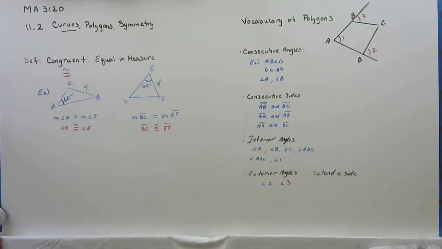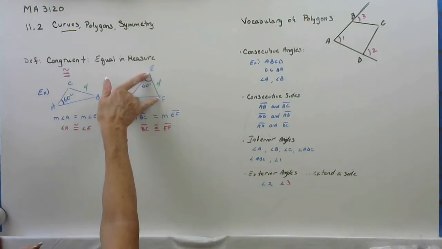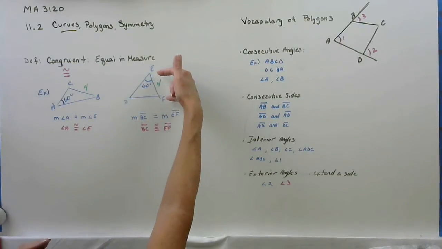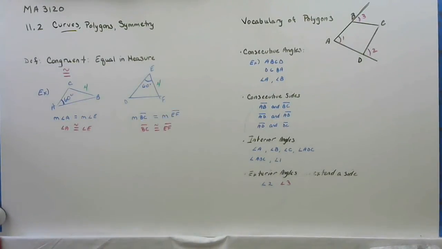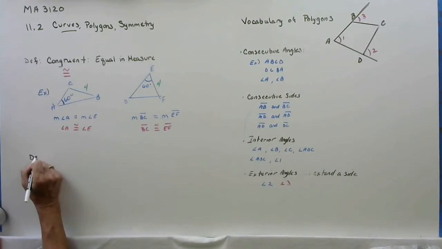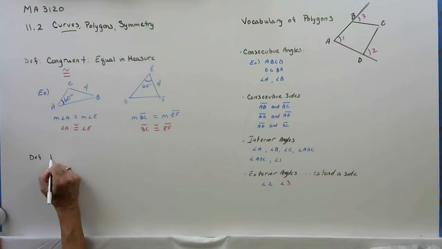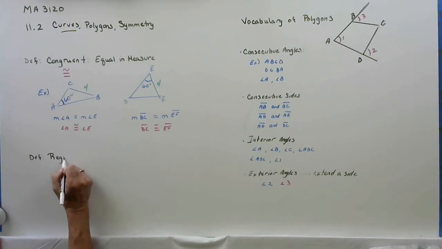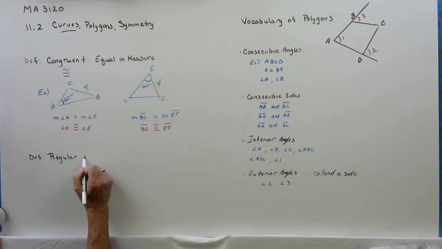So anytime we use this equal sign, we're talking about the same measurements. And of course, EF is the same as FE, so it doesn't matter the order. So now let's look at this definition. I don't want to forget this before we make a chart. The definition of a regular polygon.